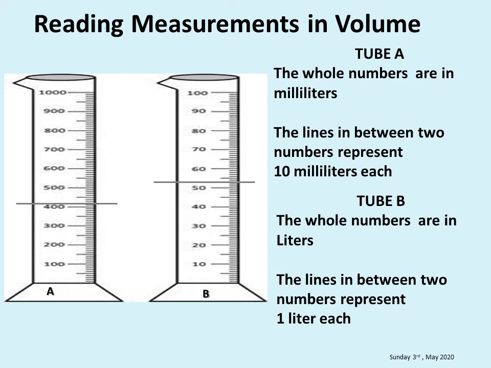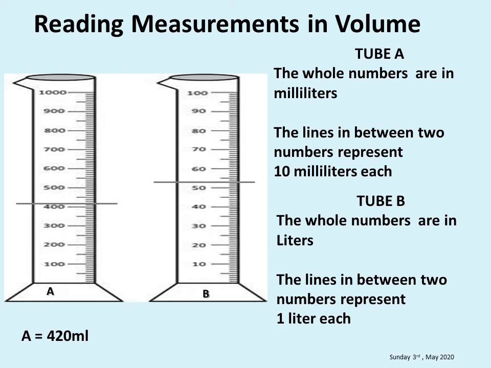Okay? Now, let's read the measurements on tube A. Between 400 and 500, and it is on the second line, so it is 420 milliliters. Remember that each of those lines in between represents 10 milliliters each. So that means if it is on the second line, it is 20 milliliters, plus 400 milliliters, that's 420.